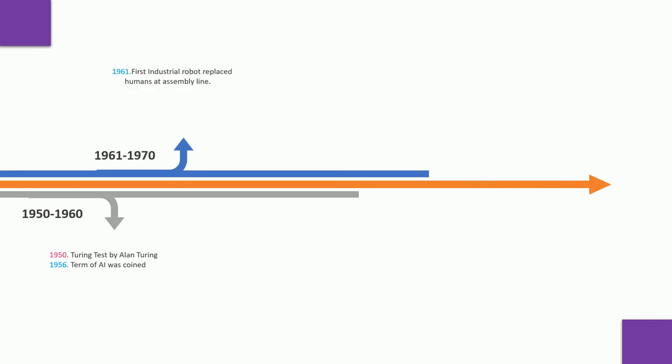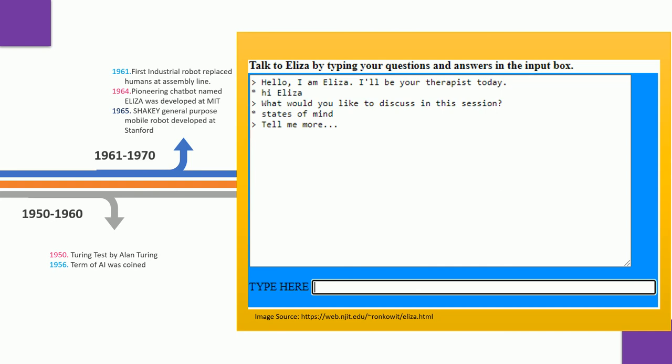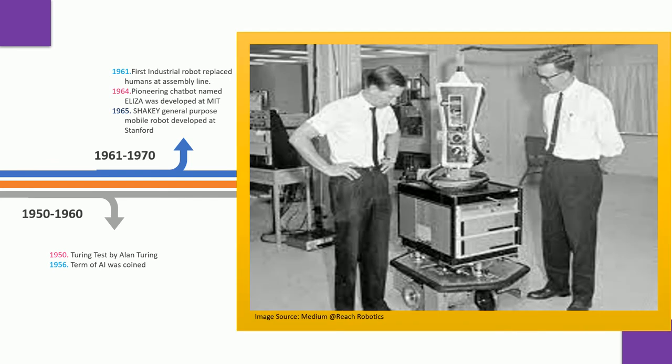In 1961 to the 1970s, we have the first industrial robot, which replaced humans in the assembly line. We all know Ford, and Ford created its first assembly line. This is a picture of that. Then there was a small chatbot, which we see nowadays integrated with every other website. It was initially developed in 1964, and the name of that first chatbot was Eliza. And then there is the mobile robot. We now have robots in our homes for cleaning purposes and many other things. There's a simple bot called Alexa. So we are using different bots for general purposes. In that time, 1961 to the 1970s, many robots were being developed, and Shakey was one of the robots developed at Stanford.